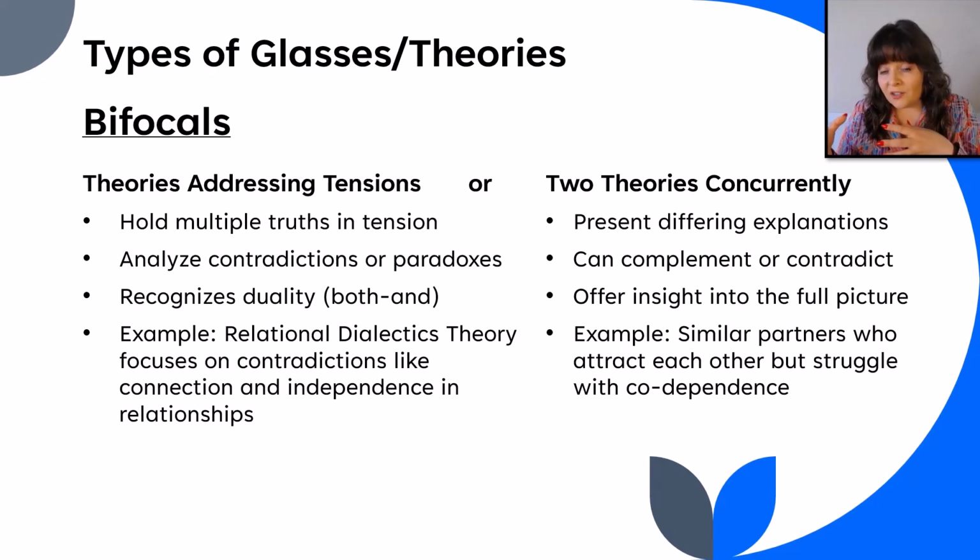Similar partners may attract each other, like homophily theory would suggest, but they may also struggle with codependence, like relational dialectics theory tries to explain, because they want that connection, but they also want that independence, but they're so similar that they keep coming back together for connection. So we can see how theories could help us address tensions, and multiple theories can help us explain things better.